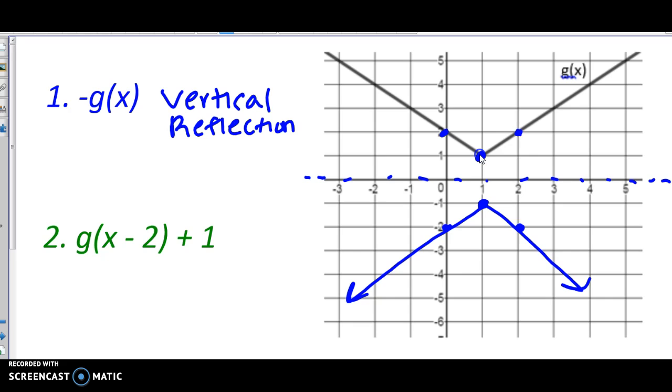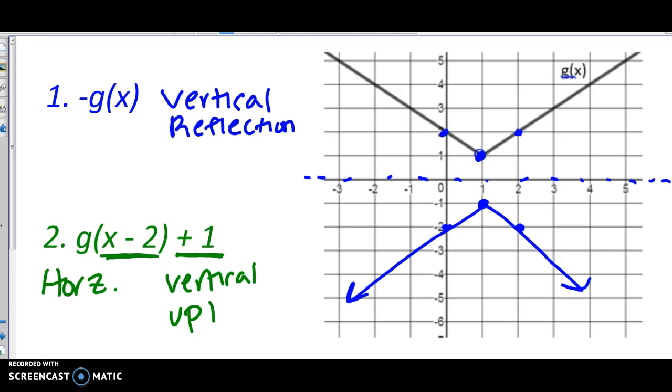For part B, where it's gone through the transformation, this +1, that's a vertical shift. I'm going to move it up 1. Whereas this -2, which is inside the parentheses next to the x, that is going to move it left and right horizontally. Okay, and it does the opposite. Since I see -2, I actually need to move everything +2. Okay, always do the opposite for your horizontal.